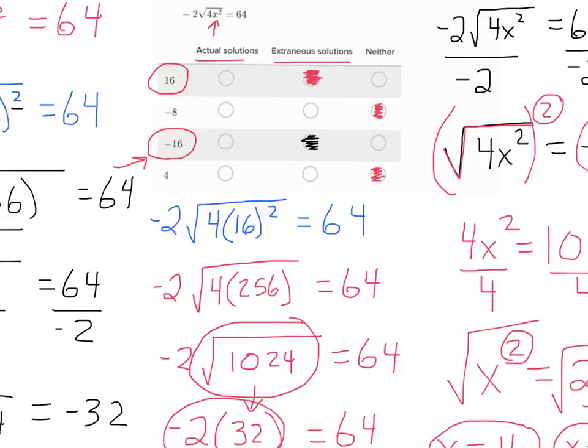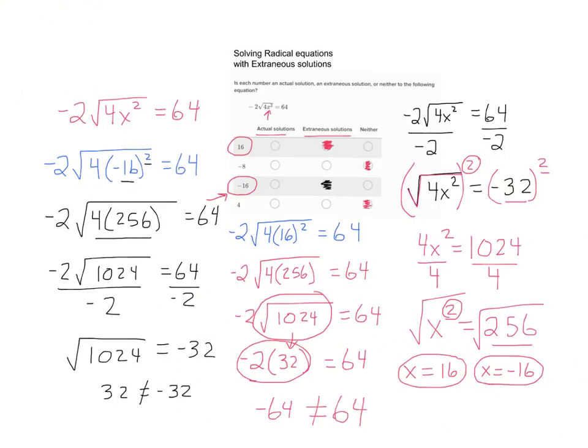In this case, both of our answers ended up being extraneous, or extra solutions. So it looks like there's not a solution to this equation, at least none of these four are solutions to the equation. Basically we're saying on this problem that there are no solutions to this equation. There's no way you can plug a number in for x and have your output be 64 right here.